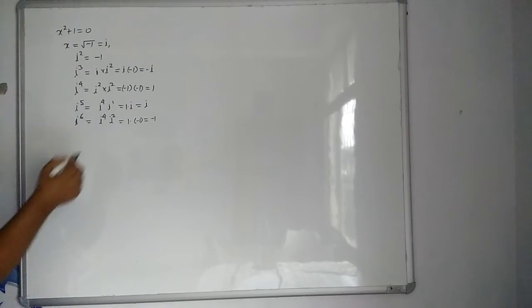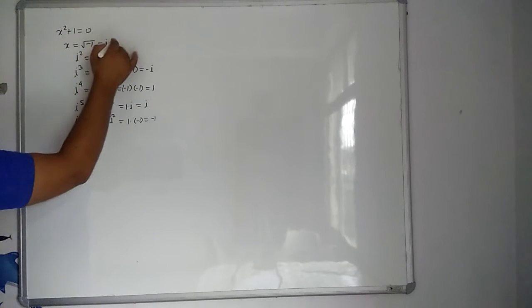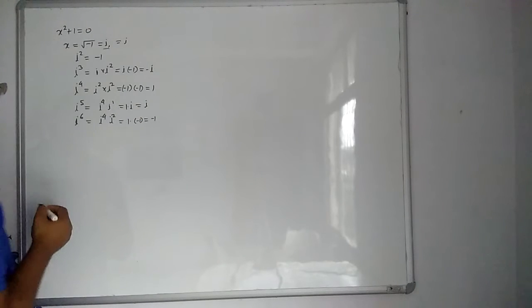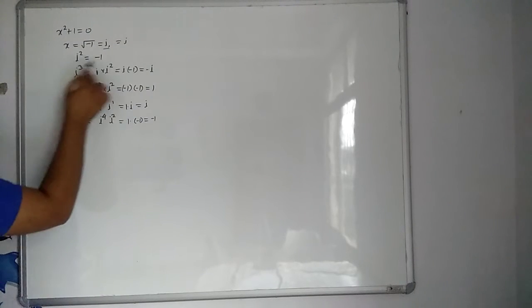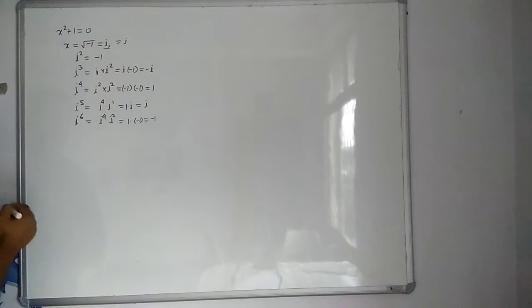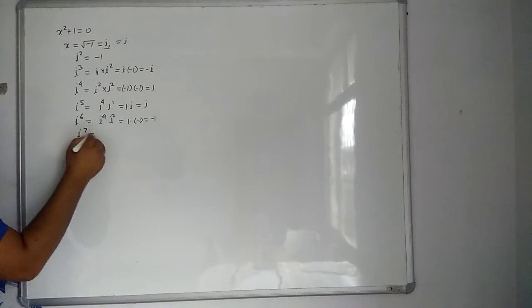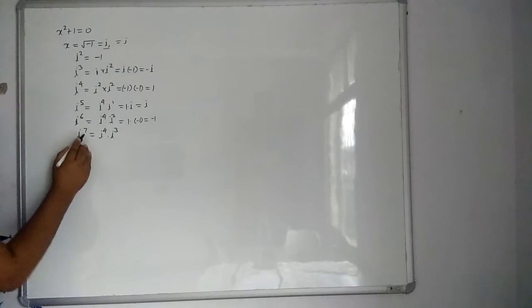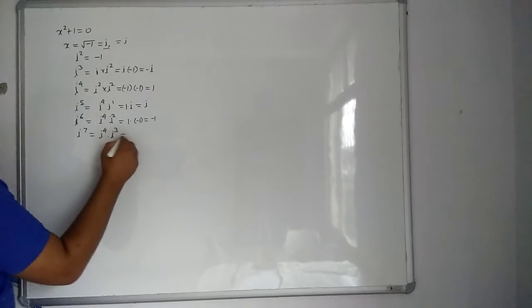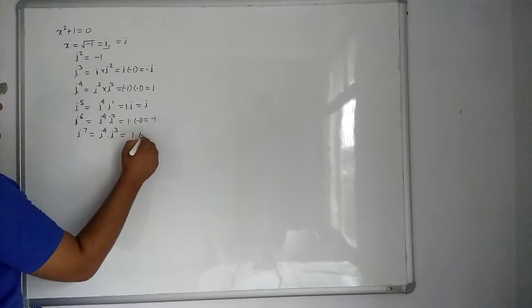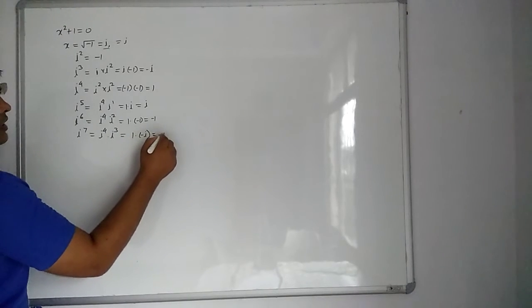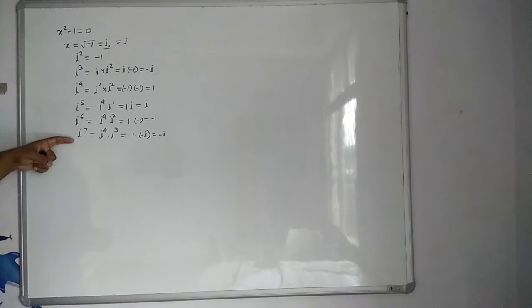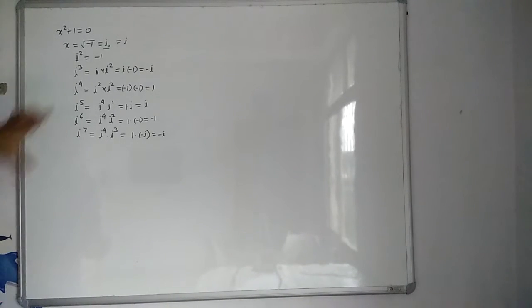So the value of iota raised to the power 1 is obviously iota. Iota raised to the power 5 is iota. Iota square is -1, and iota raised to the power 6 is -1. Iota raised to the power 7 is iota raised to the power 4 into iota raised to the power 3, that is, 7 can be written as 4 plus 3. So it is 1 into minus iota, and that is equal to minus iota. Again you can see here iota cube and iota raised to the power 7 have the same result.